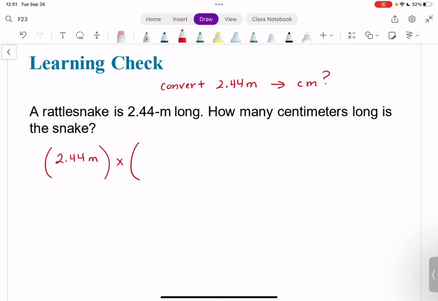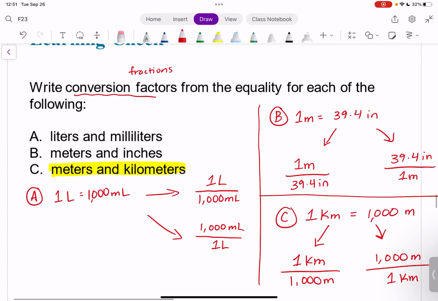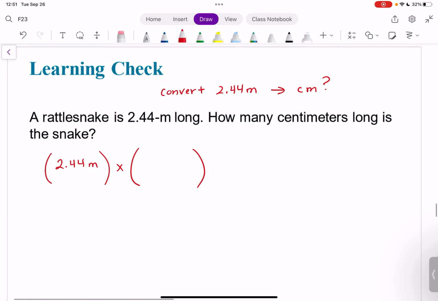Now, my next train track, this is where conversion factors come in. What equality, just like we did up here, can I write between meters and centimeters? How are meters and centimeters related? Which one is bigger, meters or centimeters? Yeah, meters is bigger. So I know my bigger unit is meters, so I'm going to say I have 1 meter. And how many centimeters are in 1 meter? Yeah, 100 centimeters are in 1 meter.